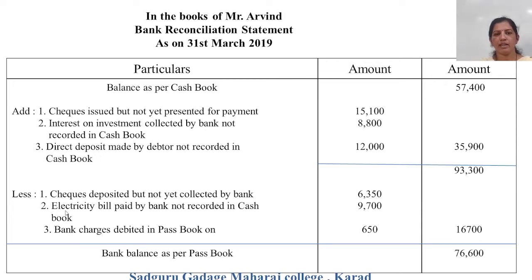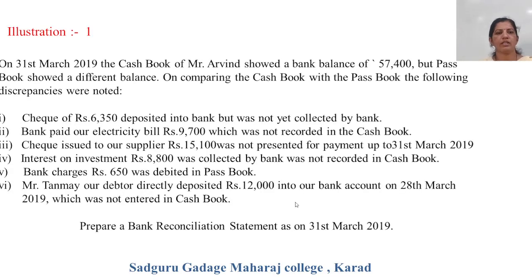See, the second transaction is to be deducted. Electricity bill paid by bank not recorded in the cash book, rupees 9,700. Next transaction. Cheque issued to our supplier rupees 15,100 was not presented for payment up to 31st March 19. Cheque issued to our supplier. Cheque issued means this transaction is recorded in the cash book. Was not presented for payment up to 31st March.